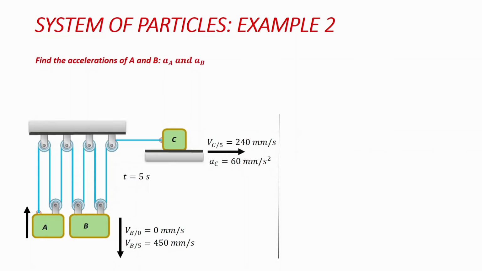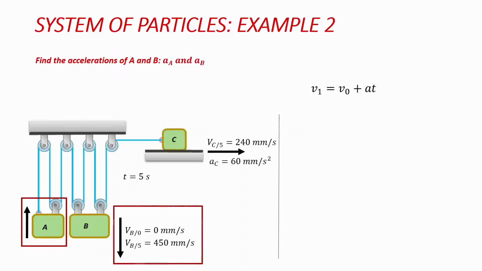So the first part of the question asks us to determine the accelerations of A and B. If we bring in all our equations one at a time, for this first equation, velocity v1 is equal to v0 plus at. Can we use it to find the acceleration of particle B? Well, look at the system of B. We have initial velocity to be 0, final velocity to be 450, and the time of that final velocity to be 5 seconds. So this first equation can be used to determine the acceleration of particle B. But can it be used to find the acceleration of particle A? No, because we don't have much given for particle A apart from its velocity.